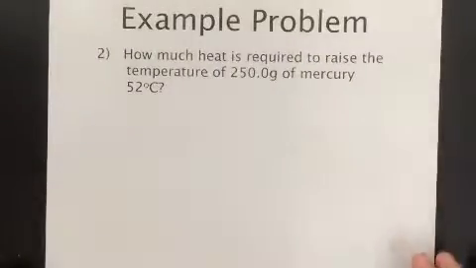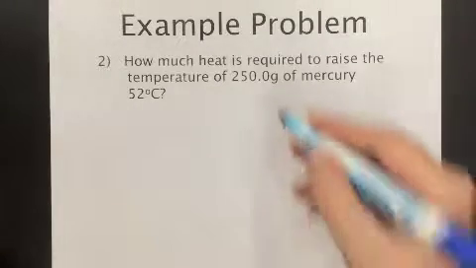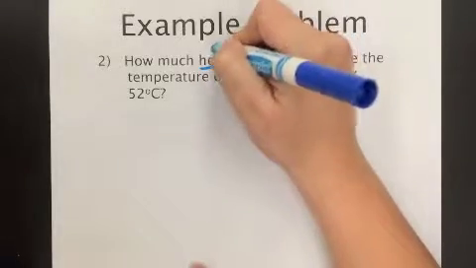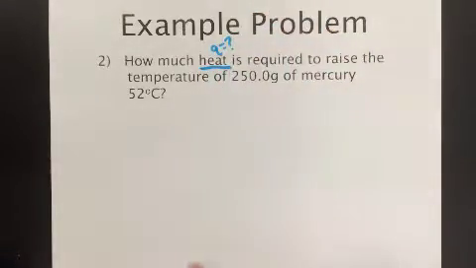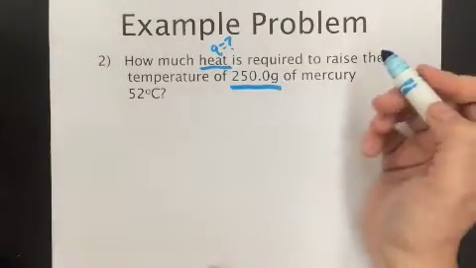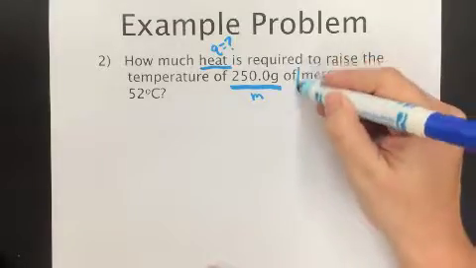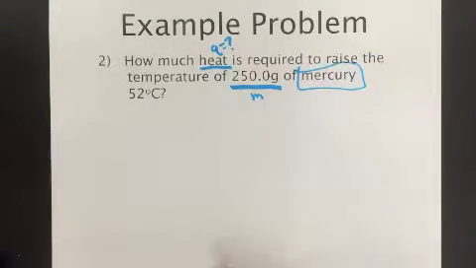Now, the only catch to it is that you may not always get the numbers that you need in the problem. This is where your reference table is going to come into play. So if you don't have your reference table, you need to have it out. You need the front page of it. Okay, so for example, how much heat is required? So it's asking for Q. What is the Q value? To raise the temperature of 250 grams. So grams means this is our mass of mercury. Now this is going to be important in just a second.